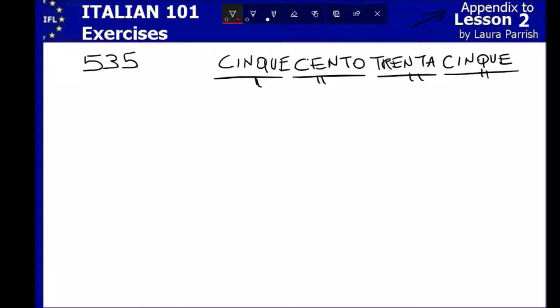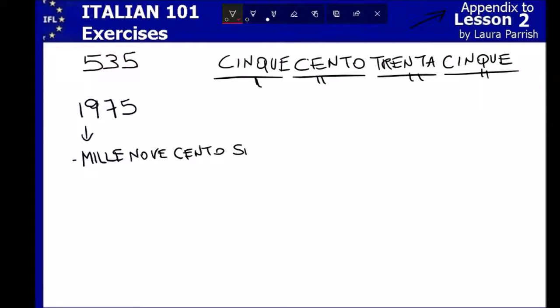Let's say some year, for example 1975, a lot of years ago. How do you say this year? Okay, the first is mille. Mille means 1000. We don't put one in front, we just say thousand. Mille, then you say nove, the number 9, cento, and then 70, and 5.